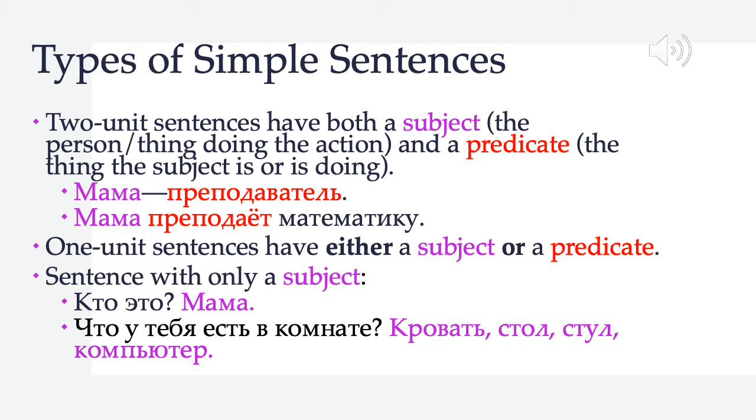Or we could say, Что у тебя есть в комнате? What do you have in your room? Кровать, стол, стул, компьютер. A bed, a table, a chair, a computer. And that list of nouns, that is the subject of the sentence, and it is all in the nominative, and all we have is just a series of subjects.